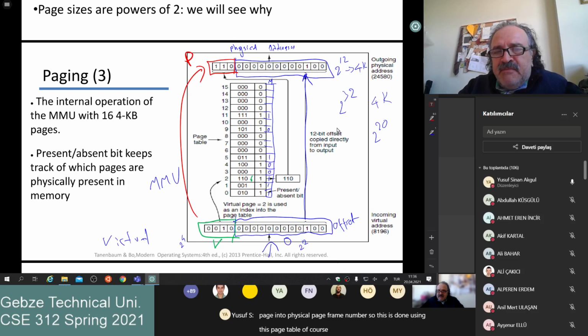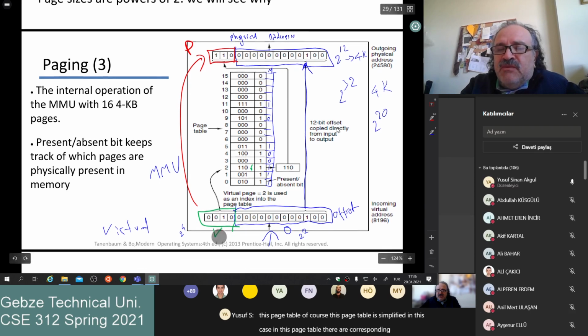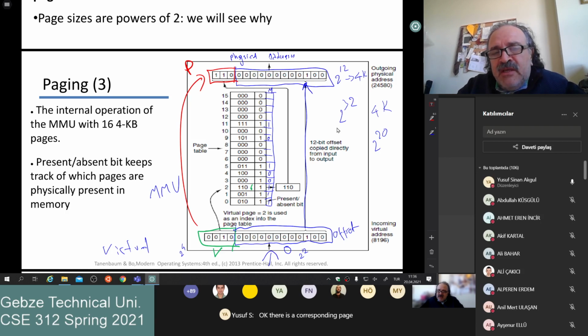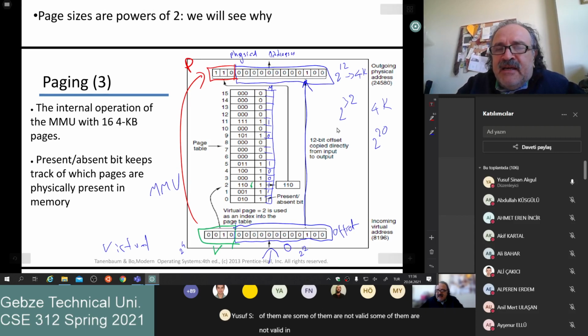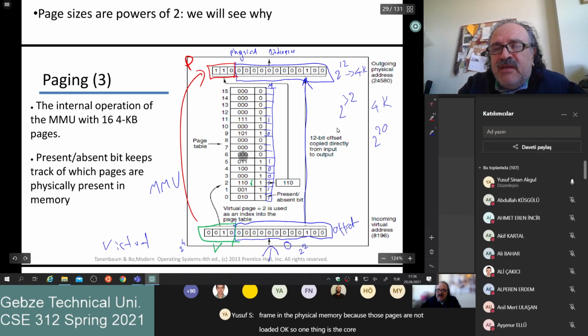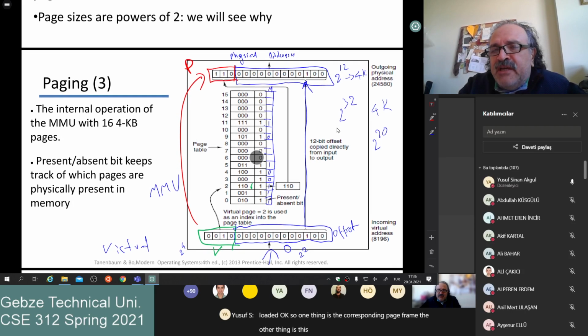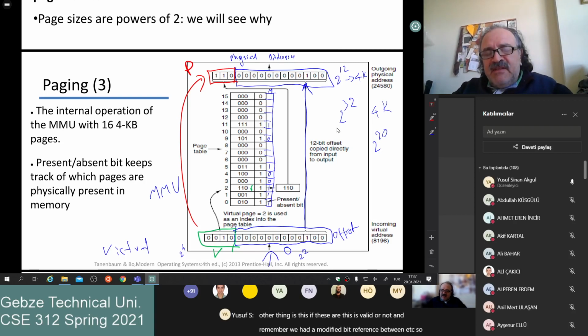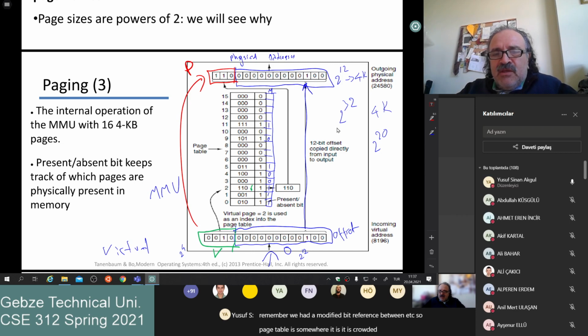Of course, this page table is simplified. In this page table, there is a corresponding page frame number for each virtual page. And some of them are not valid. It is saying that I don't have a corresponding page frame in the physical memory because those pages are not loaded. So one thing is the corresponding page frame. The other thing is whether this address is valid or not. And remember, we had a modified bit, a reference bit, etc. So the page table is somewhat crowded, and it includes lots of useful data.